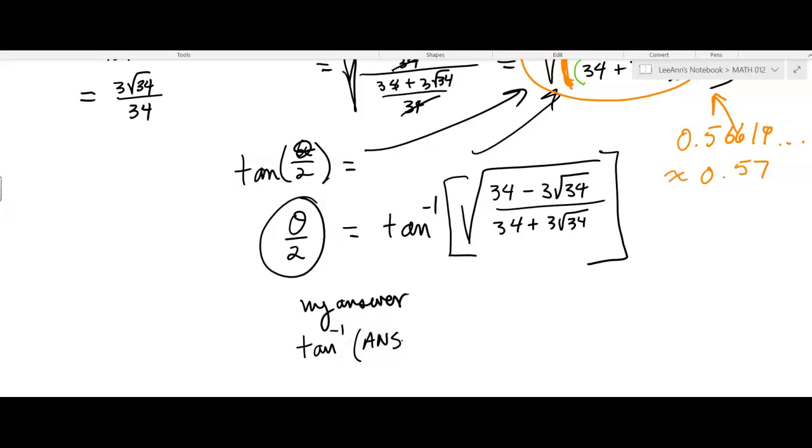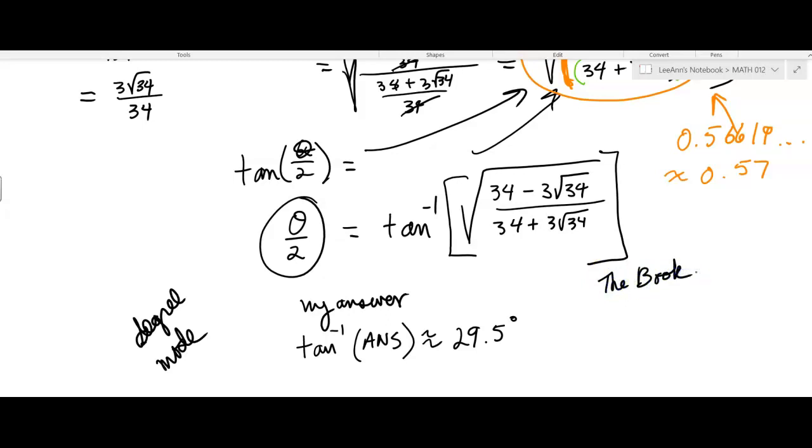Second answer equals. Oh, make sure you're in degrees, by the way. The degree mode. Okay, and so my answer is about 29.5 degrees, okay?